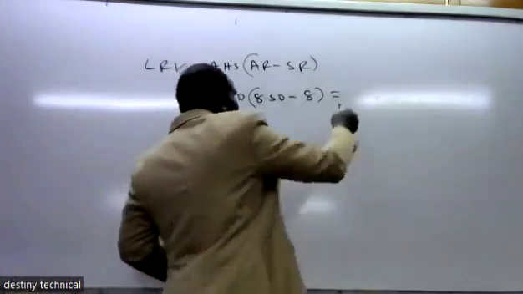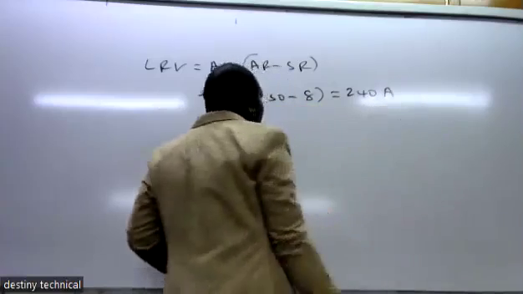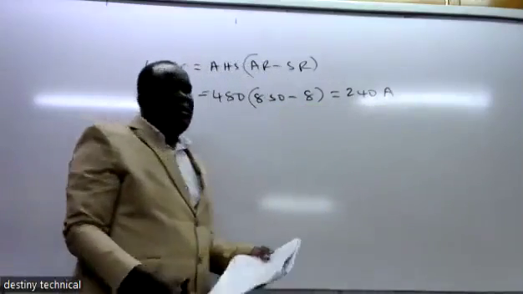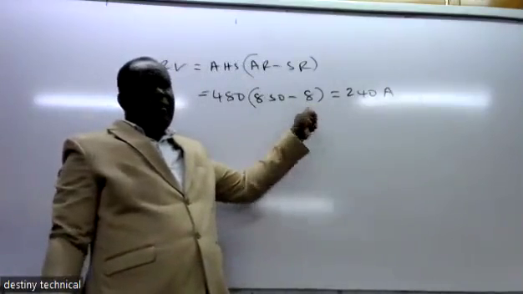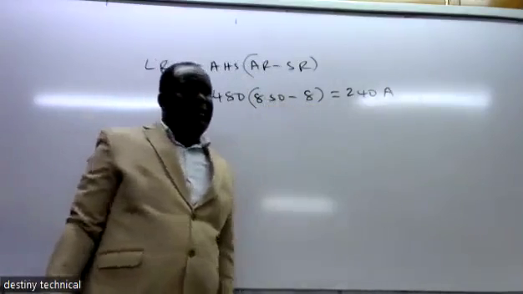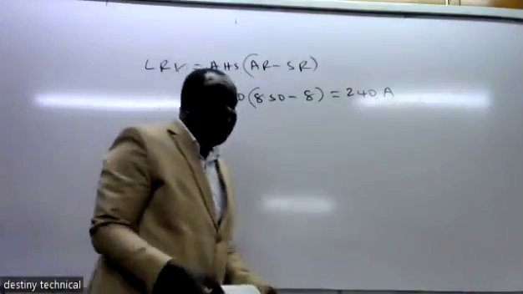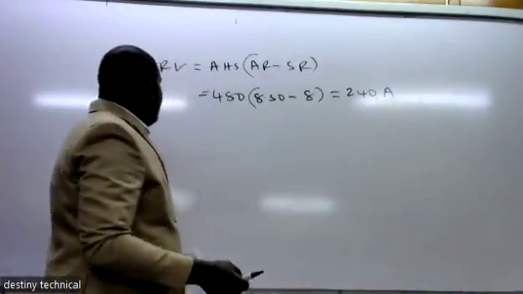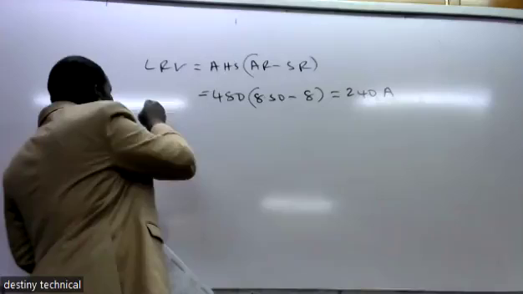So this is 240 adverse. Because your budget, you wanted to pay 8 shillings, but you ended up paying 8.5. So you paid a higher salary than what is supposed to be paid. Then now we also compute the labor efficiency variance.